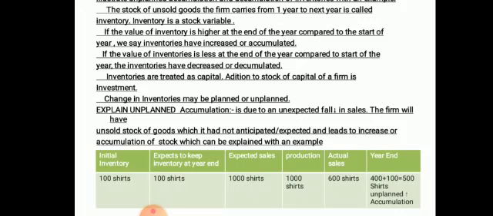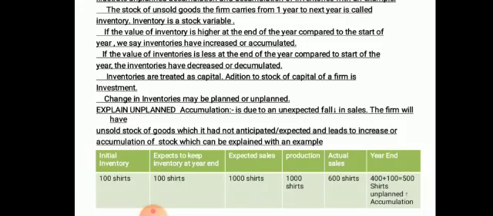Now see the chart. There are 6 columns. First one is initial inventory, means initial stock. Then first one you see, initial inventory is 100 shirts, that is previous year's stock carried forward for this year. So already there is an inventory or a stock of 100 shirts of previous year. This year, second column you see, it expects to keep inventory at the end of the year of 100 shirts. Okay, it is the rule of it.